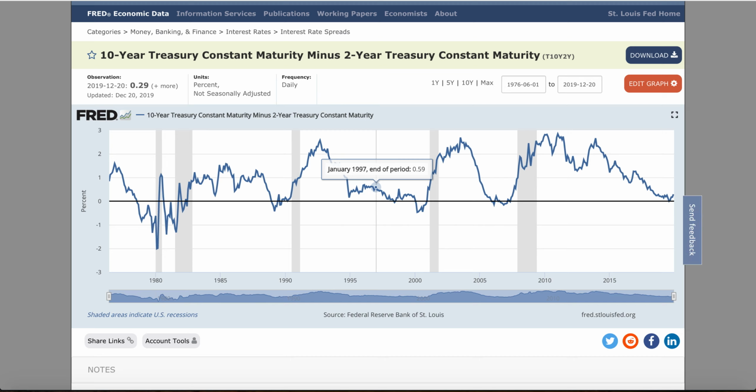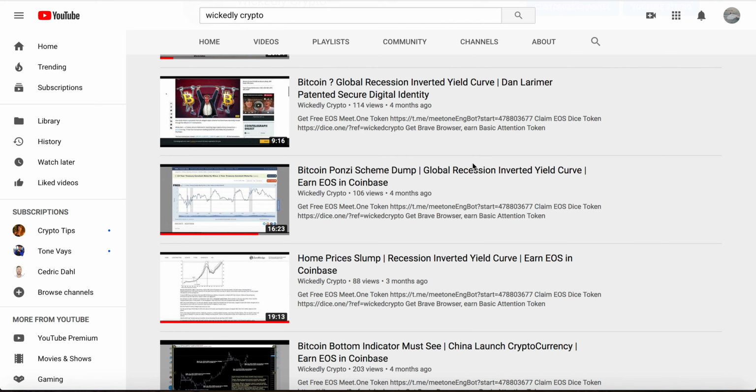So let's talk about the signal. So what is the signal? The indicator that tells you the next stock market crash is basically the inverted yield curve. You probably heard about that. I talked about the inverted yield curve in my previous video, probably at least 4 months ago. So it's saying global recession, inverted yield curve.